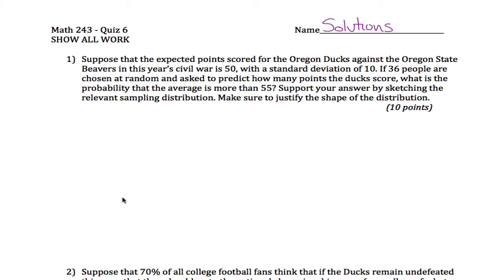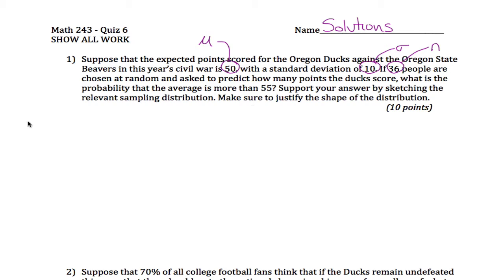All right, quiz six, Matthew 43. Given a bunch of information here, really what's important is that we got a mean, a mu of 50, and a standard deviation of 10, and 36 people in our sample. But yeah, I made a question about Oregon Ducks and Civil War and how much we're going to beat the Beavers by, blah, blah, blah. So what it wants to know is, what is the probability that the average is more than 55, the average of these 36 people? And wants us to sketch a picture.